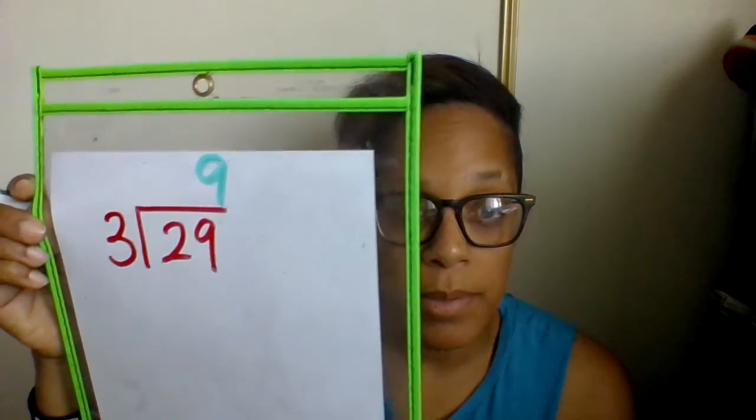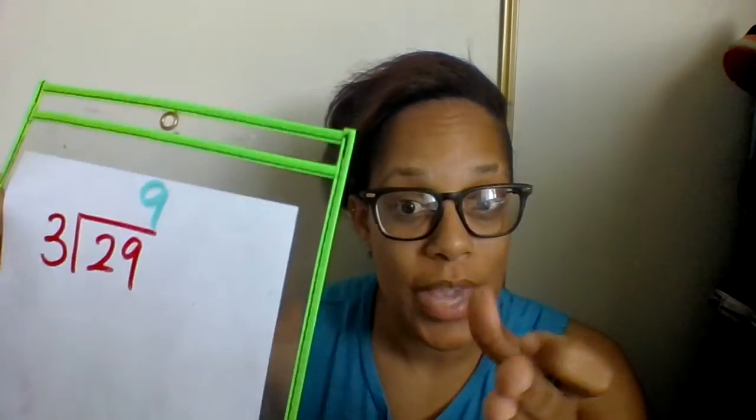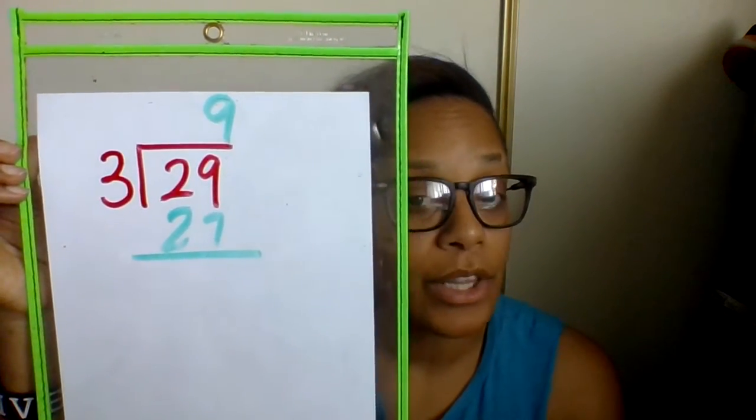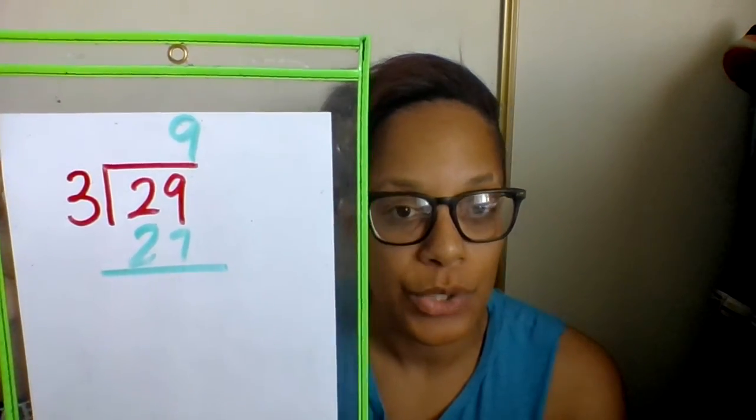Our next step would be to multiply. Here we're going to multiply 9 times 3. What do you get when you multiply 9 times 3? Did you say 27? If you did, that's correct. So I've written 27 below 29 because we're now setting up for our next step, which is to subtract.